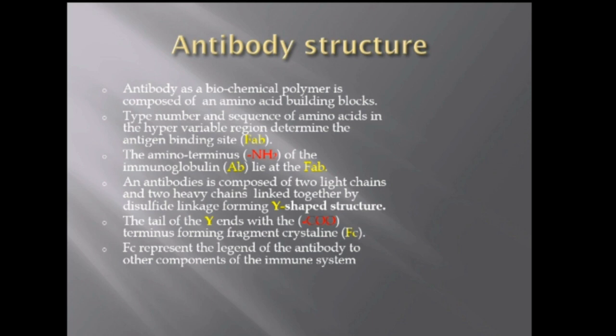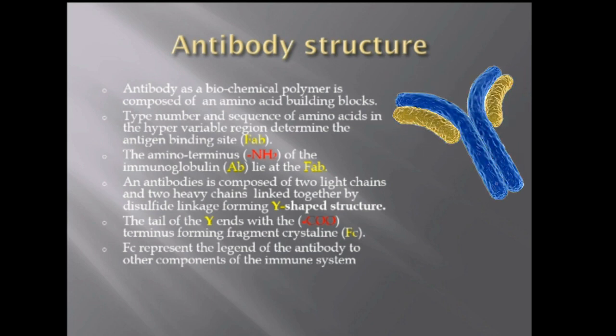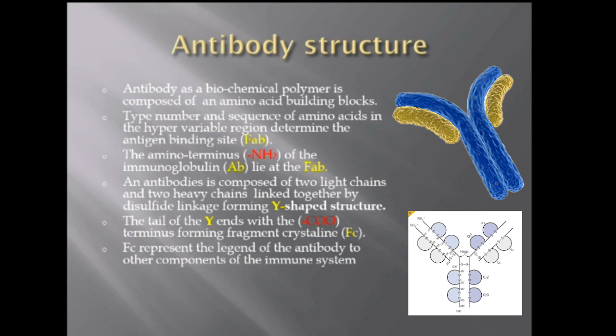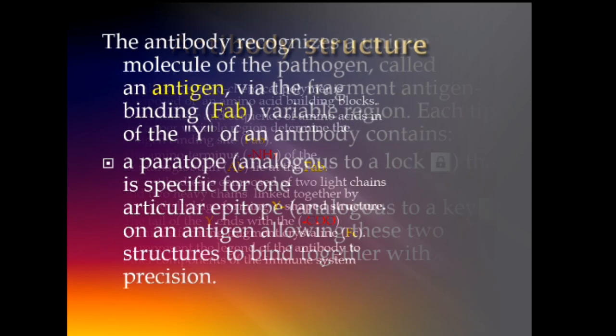The type, number and sequence of amino acids in the hypervariable region determine the antigen specificity. The antibody is composed of two light chains and two heavy chains linked together by disulfide linkage, forming a Y-shaped structure. The tail of the Y ends with the COO terminus, forming the fragment crystallizable, Fc. Fc represents the ligand of the antibody to other components of the immune system.